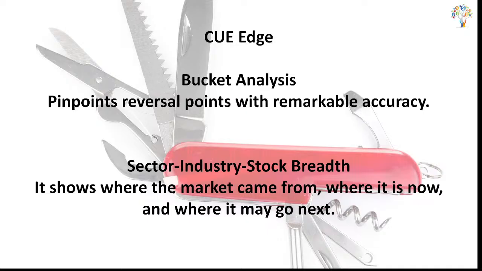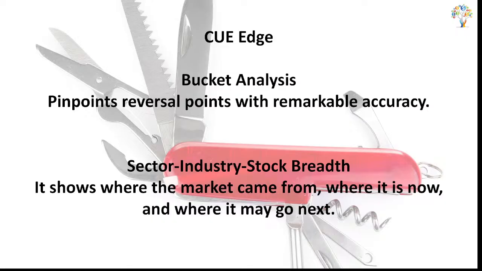Continuing with bucket analysis, it pinpoints reversals with remarkable accuracy. And again, this is what, along with the 3-month new high low, could alert us on Thursday, when the market was very bullish, that a reversal was likely. Bucket analysis, of course, you had to use the real-time QH for that.